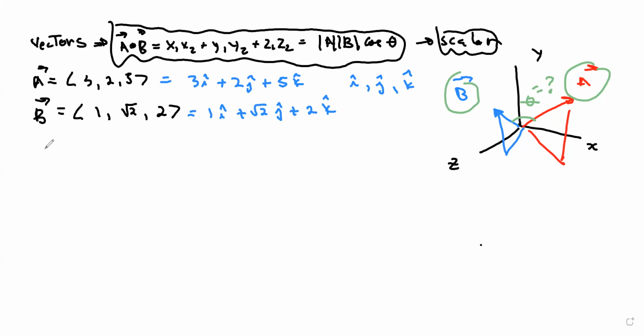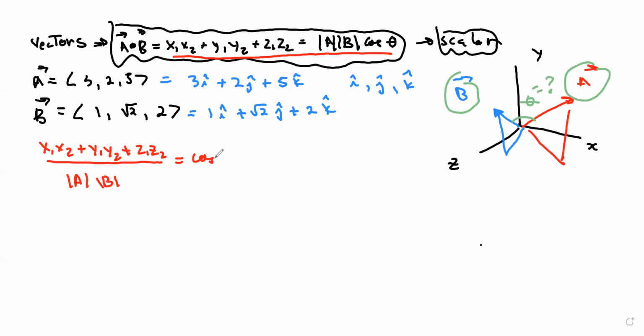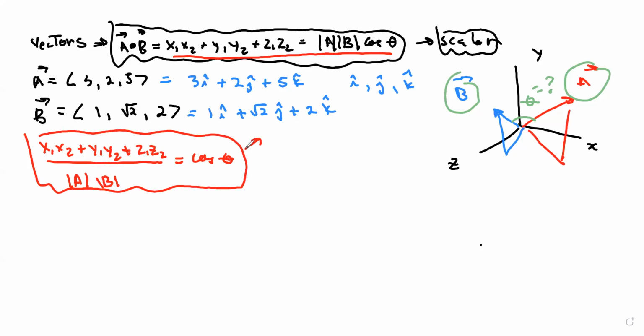It's going to be this part of the formula right here, the one that we're going to use. It's x1 x2 plus y1 y2 plus z1 z2, divided by the magnitude of A times the magnitude of B, and that's going to give you the cosine of theta. So this is going to be our formula to find theta. This is what we're looking for.